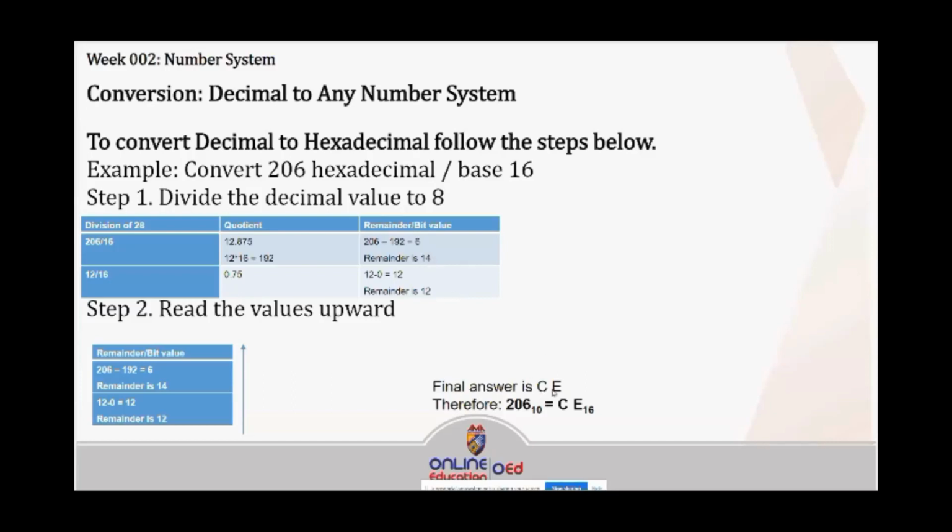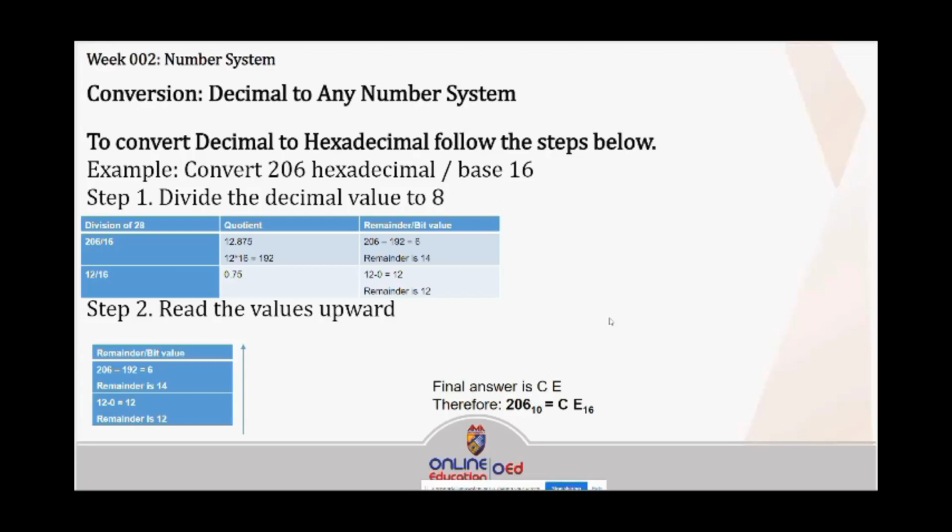Okay, 14 is E, so that's why we have C and E. Again, do not forget that base 206 in decimal is equal to CE in hexadecimal. That's how you're going to do the conversion. We're done with the conversion of the decimal into binary, octal, and hexadecimal. So, tapos na tayo sa decimal conversion.